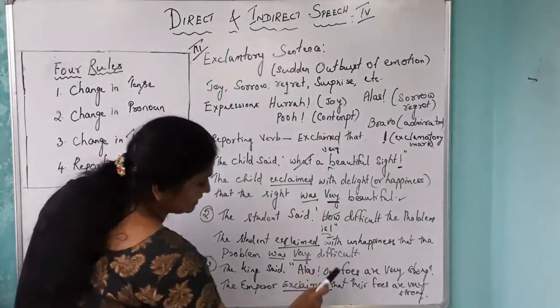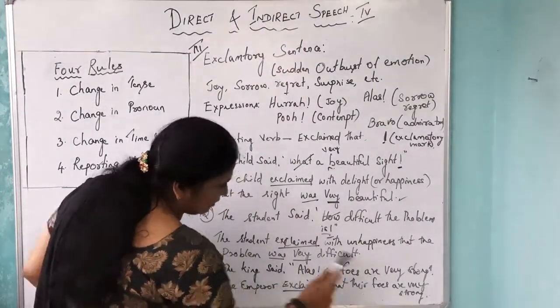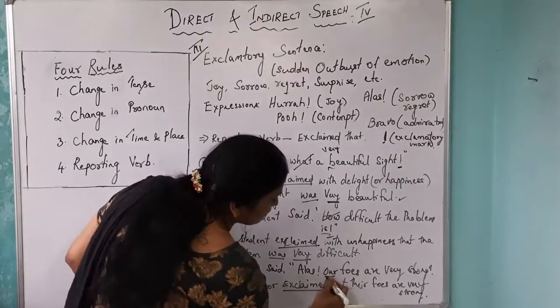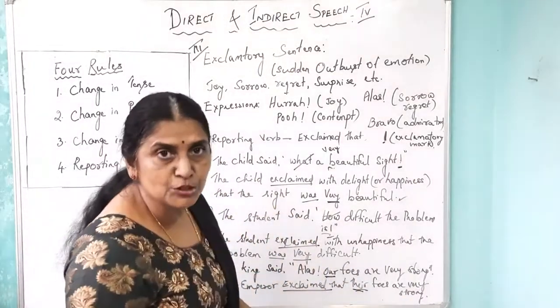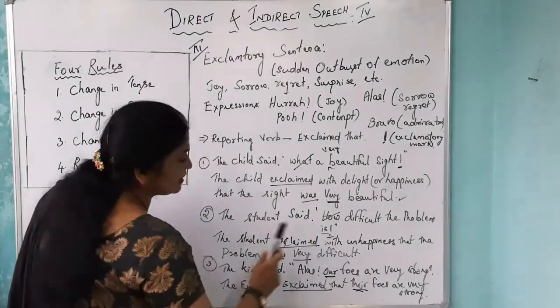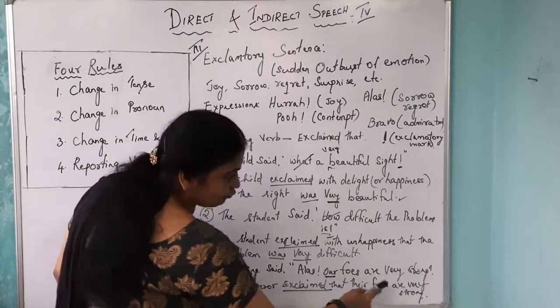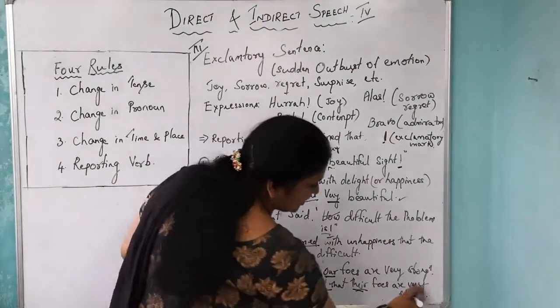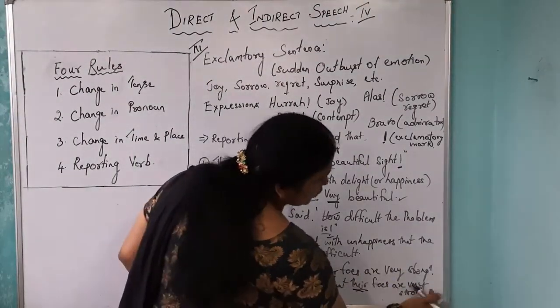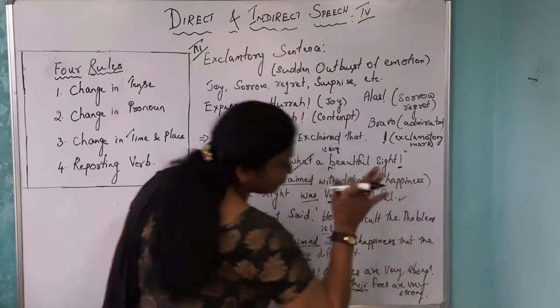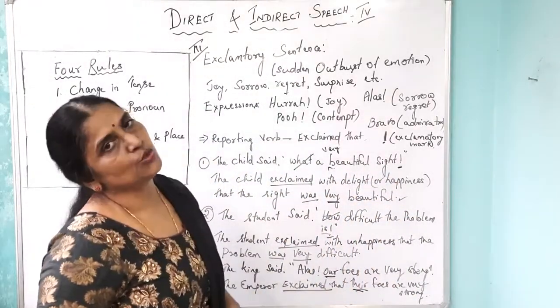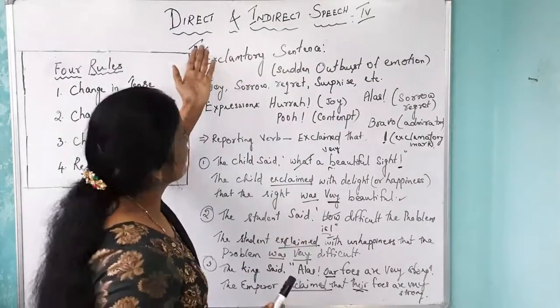So the emperor exclaimed that. Therefore, "our" becomes, see, the pronoun is changing. When you put it in indirect speech, "their." The emperor exclaimed that their foes were very strong. Already "very" is there in the sentence, so you can put it just like that. If there is no "very," you have to write "very." That's all about this exclamatory sentence.